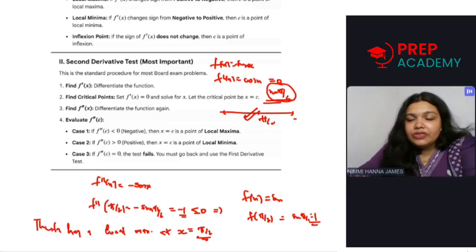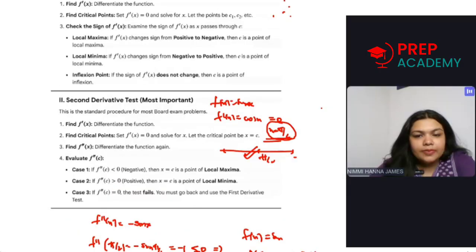And we have the first derivative test also. The first derivative test is used mostly when the second derivative test fails. That is, if f double dash of c is equal to 0, then the test fails. So in such cases, we will be using the first derivative test. In the first derivative test, the procedure follows up until the critical point: we differentiate the function, find f dash of x, equate it to 0 and solve for x. That is, we find the critical points.